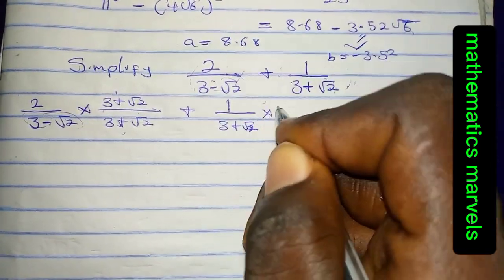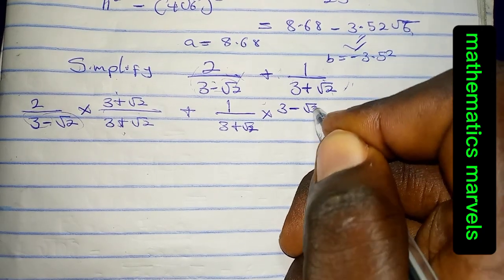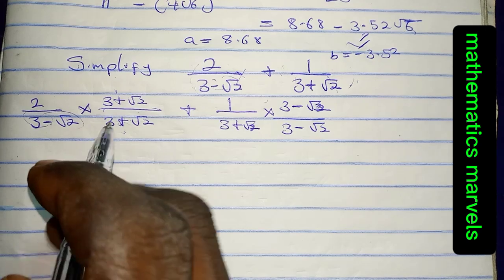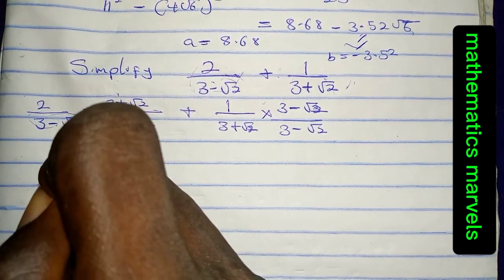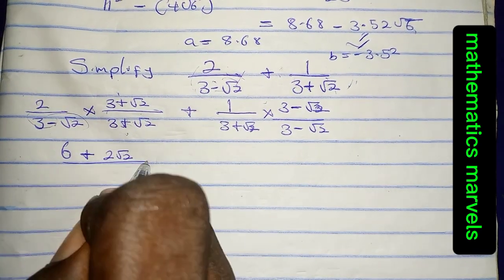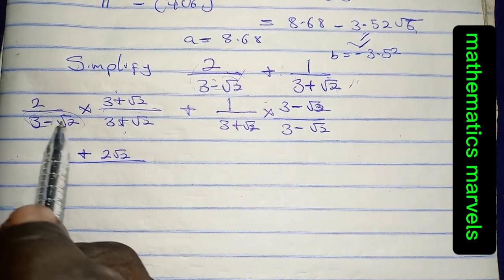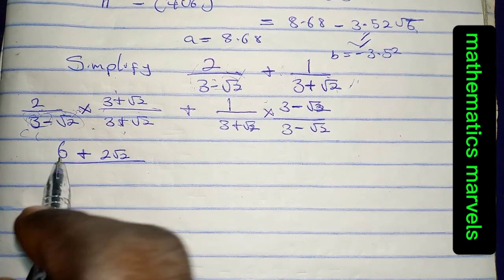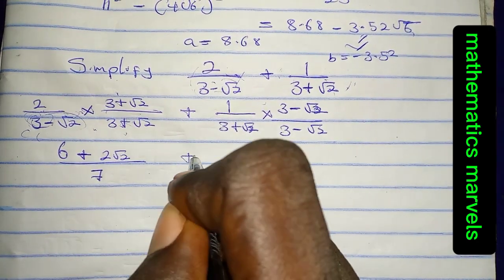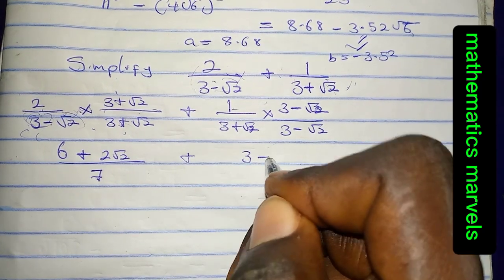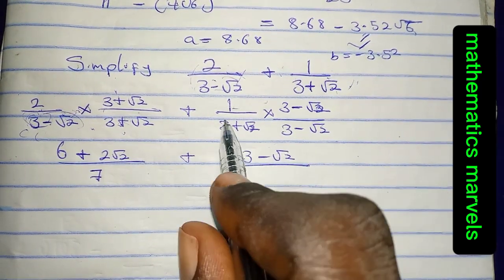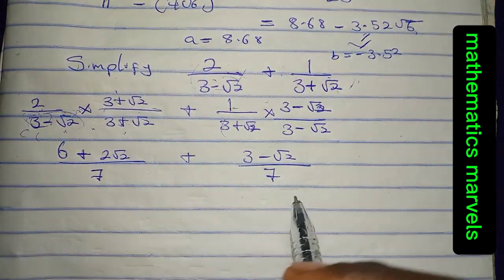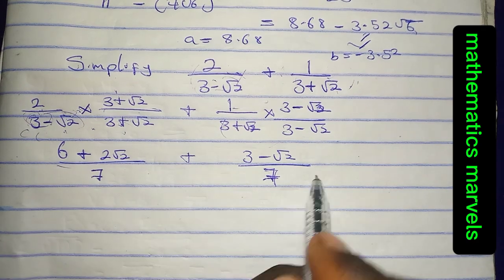Multiplying by the conjugate, we have 3 minus root 2. So if you solve this, you have 6 plus 2 root 2 divided by, don't forget this is the difference of two squares, 3 raised to power 2, which is 9, and root 2 raised to power 2, which is 2. 9 minus 2 is 7. For this one, if you multiply, we have 3 minus root 2. This is straightforward. And here, the difference of two squares gives 9 minus 2, which is 7. It's similar to this. Therefore, solve the fraction.